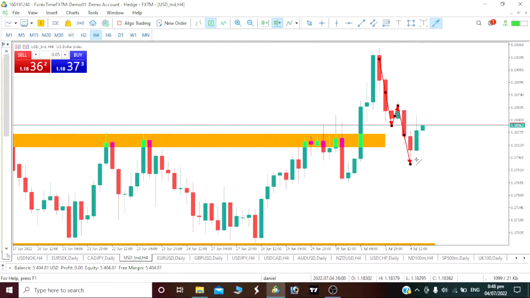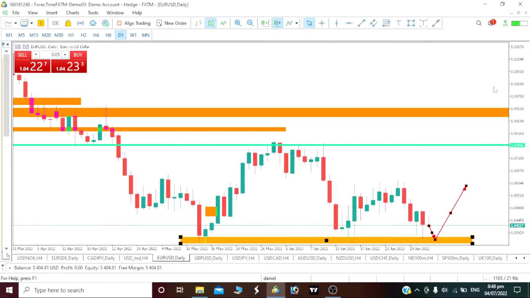Now we've added this our lower highs. As you can see, it's in this our previous lower lows. We are expecting a fall again on our USD. That itself will be giving us a push up on our Euro USD.